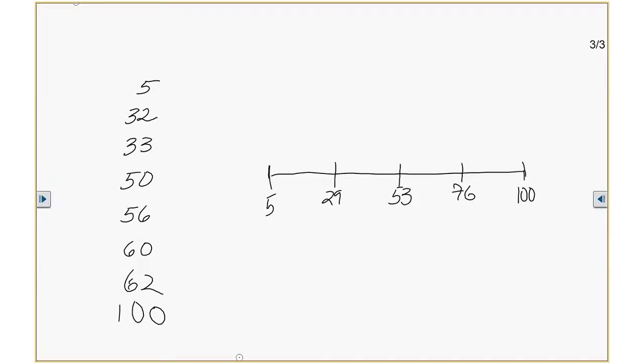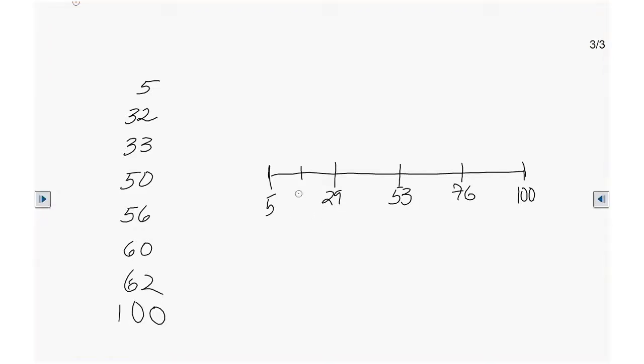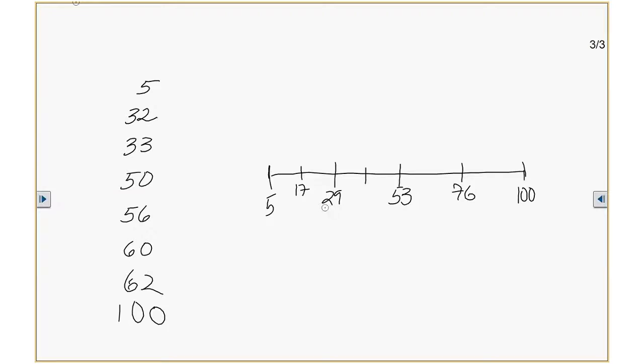And then half of 30 is 15, or 5 to 29 is 24, half is 12, so 17. 12 is 41. 12 is 65. And 12 is 88. Okay, so there's my number line. So that takes care of that number and that number as far as whatever. Now I need to find my box plot.